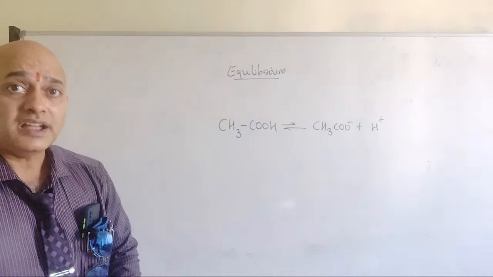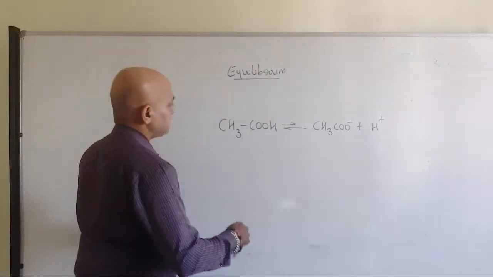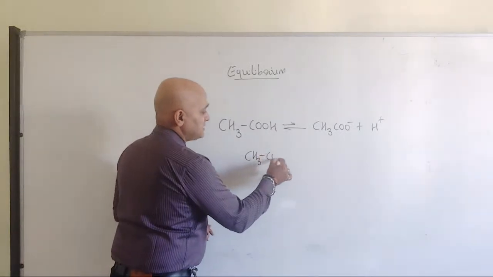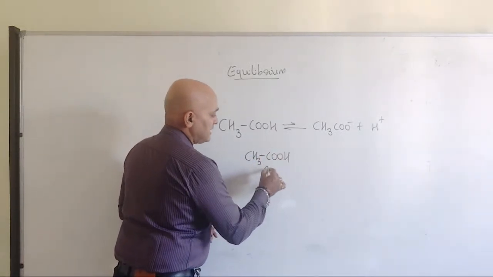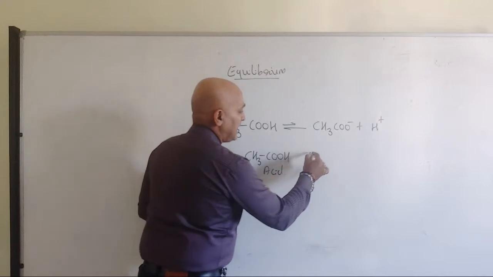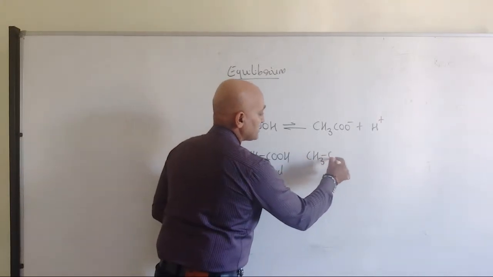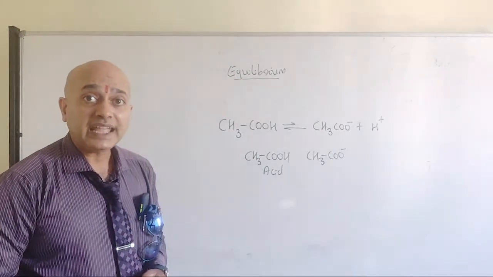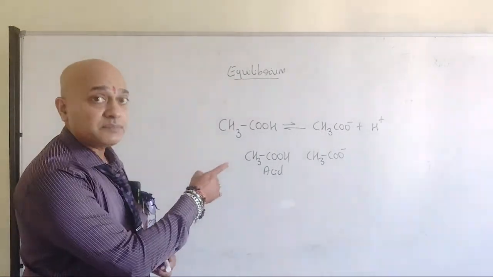To answer this we have a concept. For example, I have acetic acid. It is an acid, and I have acetate, CH3COO minus, which does not have the H plus. They are the acceptor of the H plus.